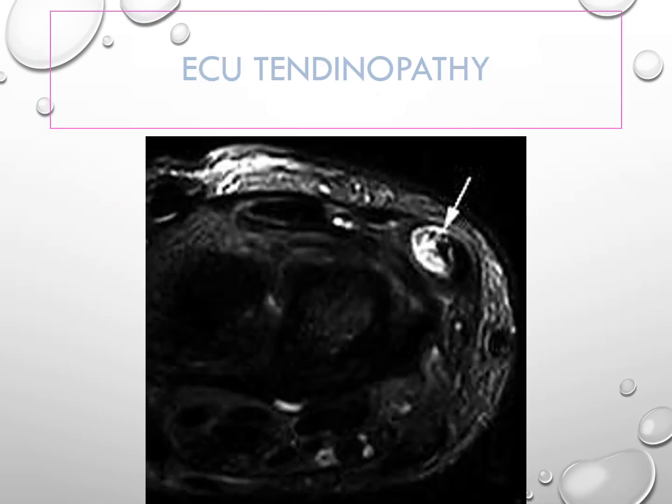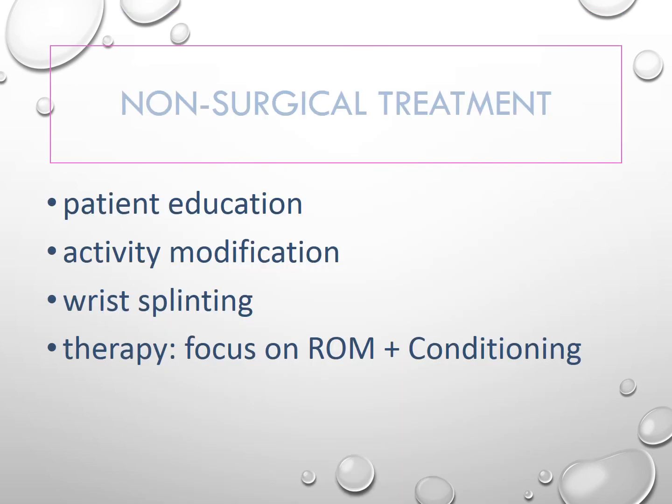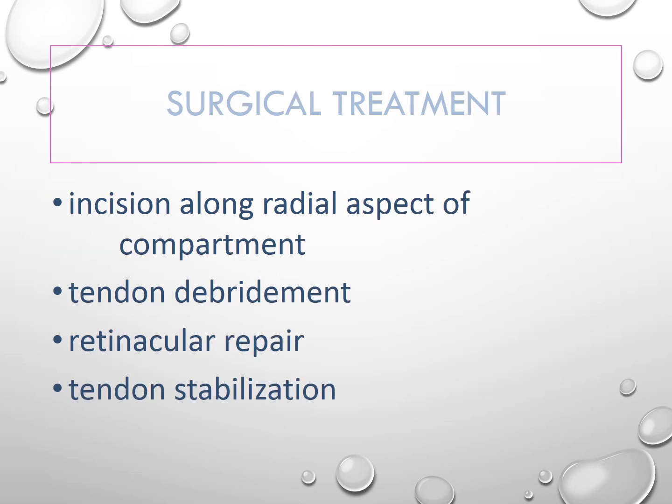This MRI here shows again tendinopathy around the ECU tendon, just like the FCR tendinopathy as shown earlier. Non-surgical treatment includes, again, patient education, activity modification, splinting, and therapy, which focuses on range of motion and conditioning. Surgical treatment consists of a release, making an incision along the radial aspect of the compartment, debriding the tendon, performing a retinacular repair, and then tendon stabilization if the tendon is unstable, as sometimes it can sublux and dislocate.